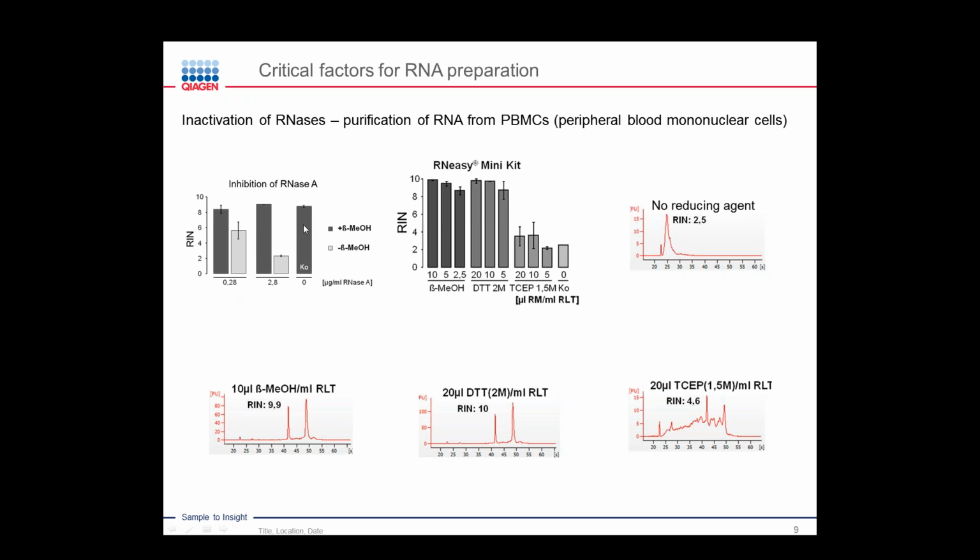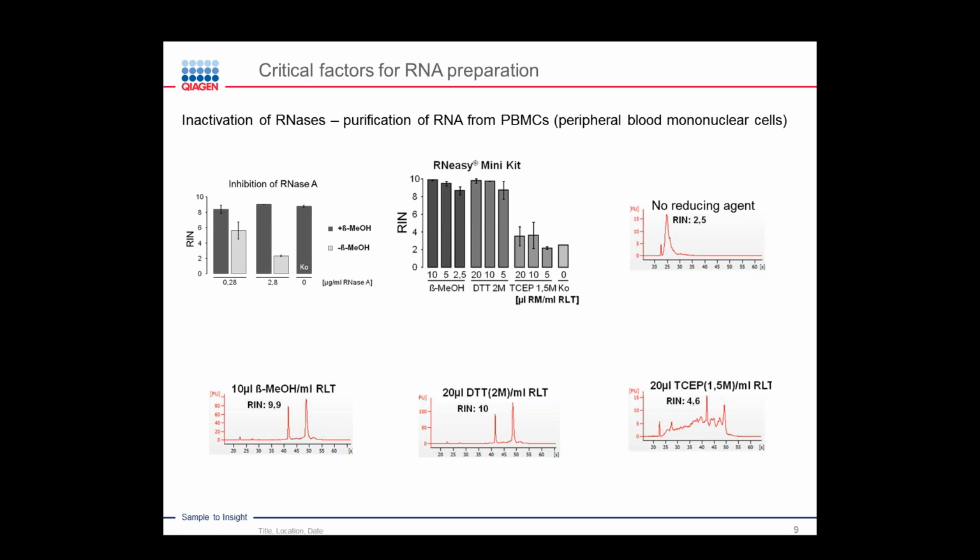We made an additional experiment testing the efficiency of different reduction agents. Here you can see data for the purification of RNA from peripheral blood mononuclear cells, PBMCs. These cells are isolated from whole blood, and this sample type is sensitive to RNases. We performed a standard RNA extraction procedure in the presence of different reduction reagents. This is shown here in the presence of mercaptoethanol or DTT, with different, decreasing concentrations.